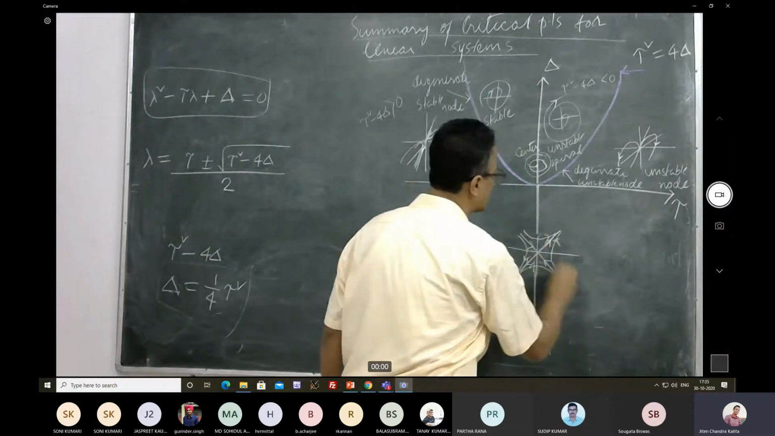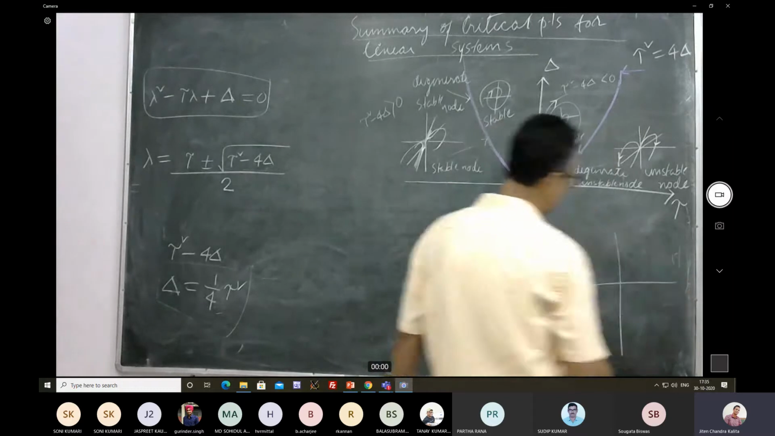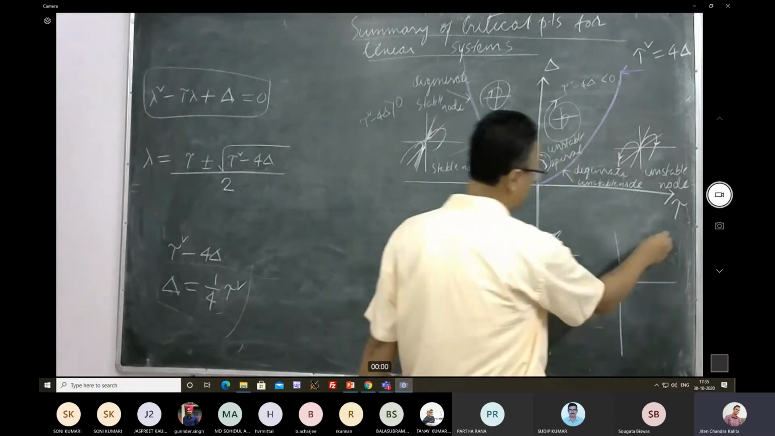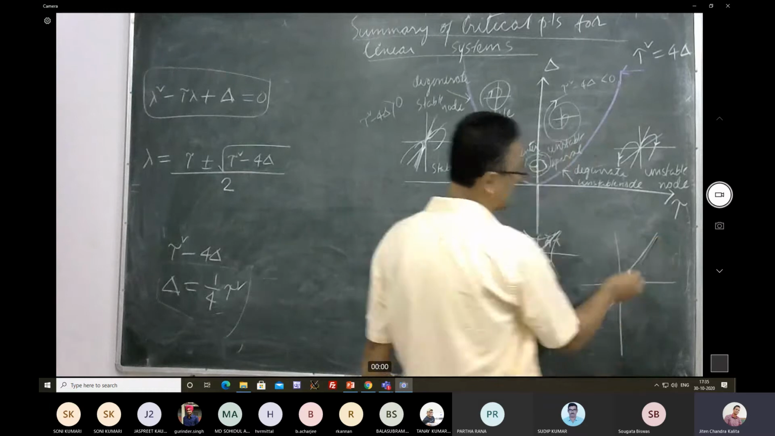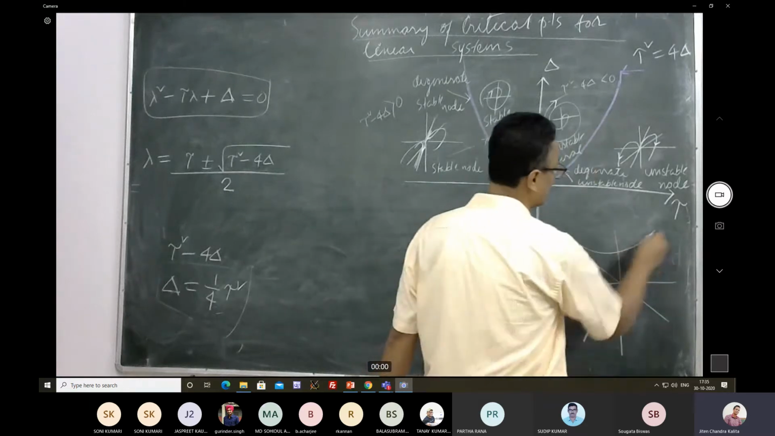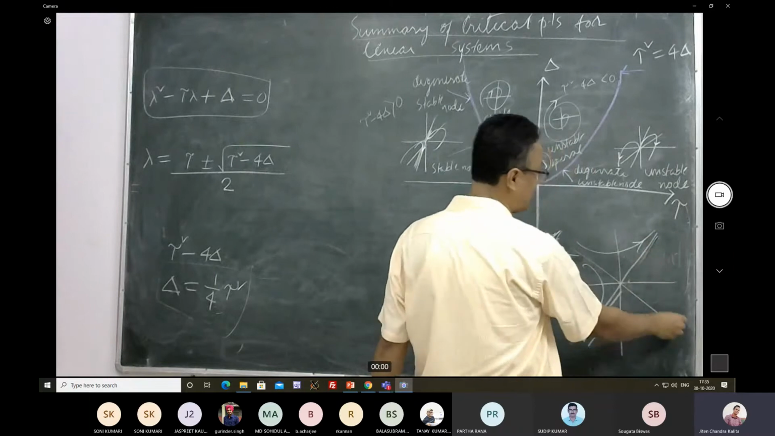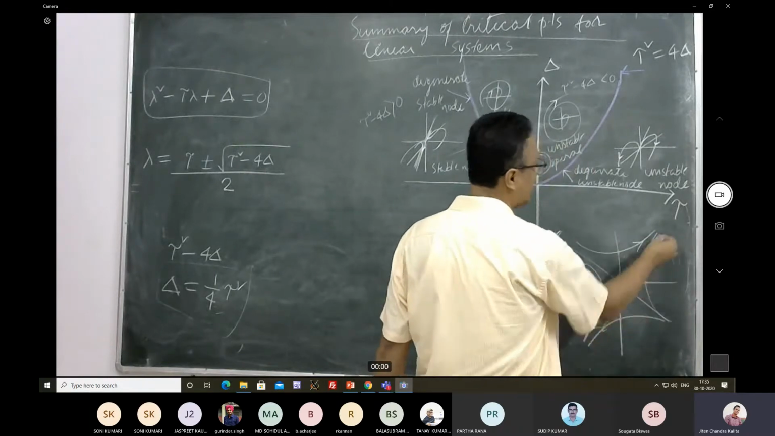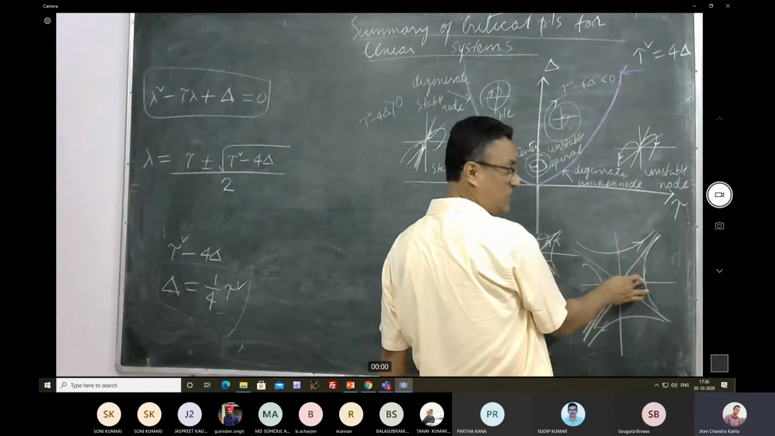And I want to tell you that in my yesterday's class, when I was solving one particular system where I got a saddle, these three were okay, but this line somehow, instead of starting from here, I drew it from here and gave the orientation like this. This was wrong. Please correct it.